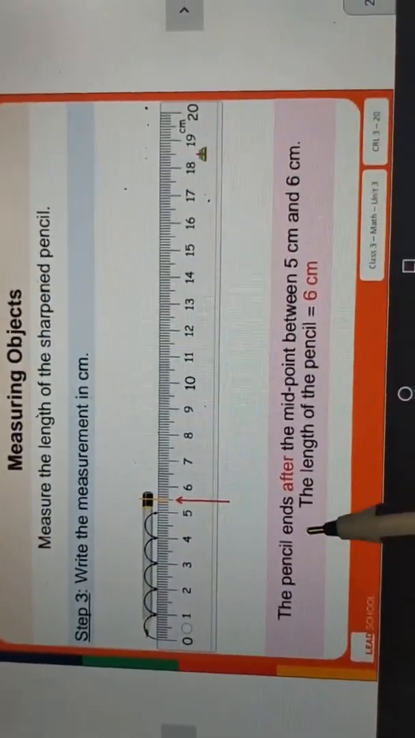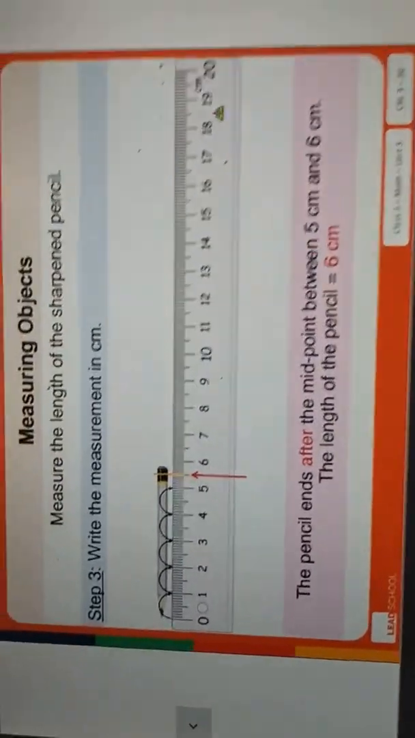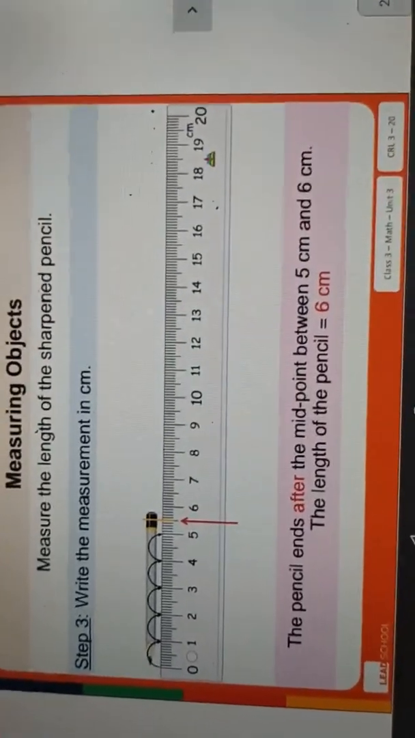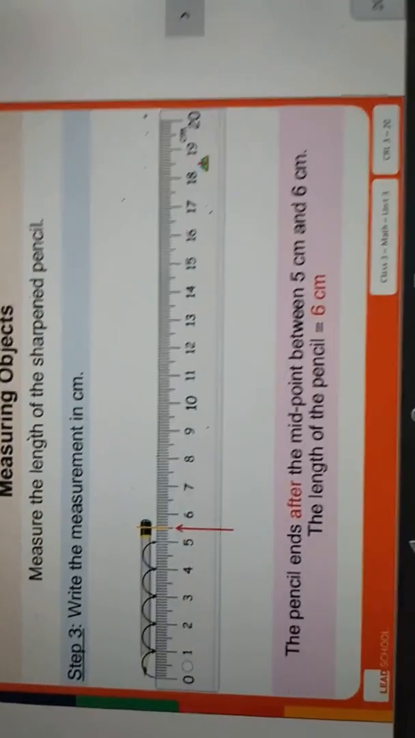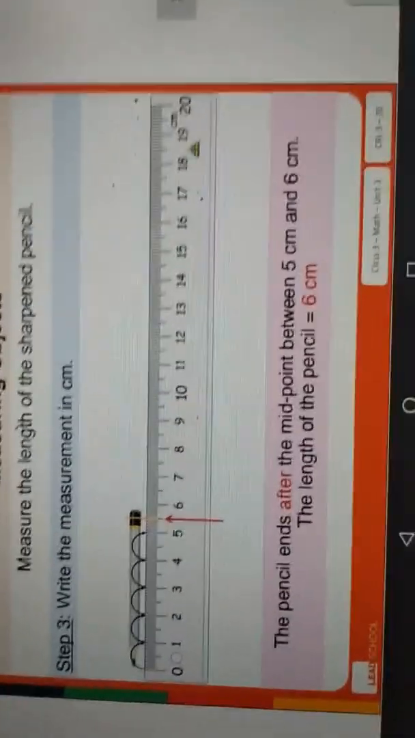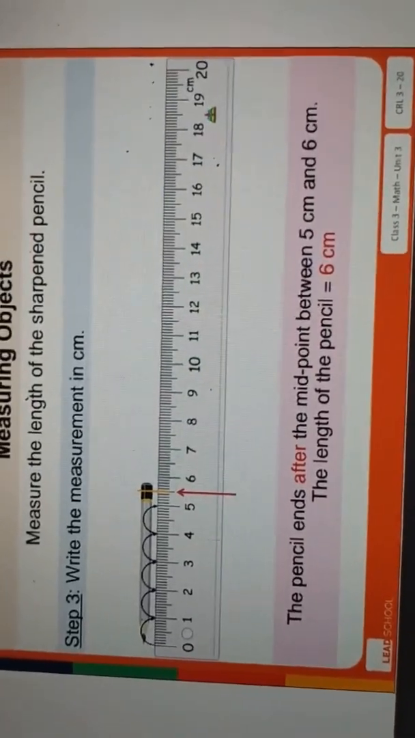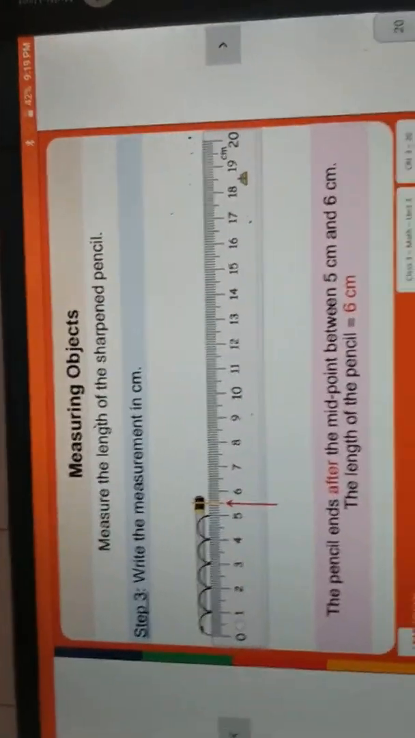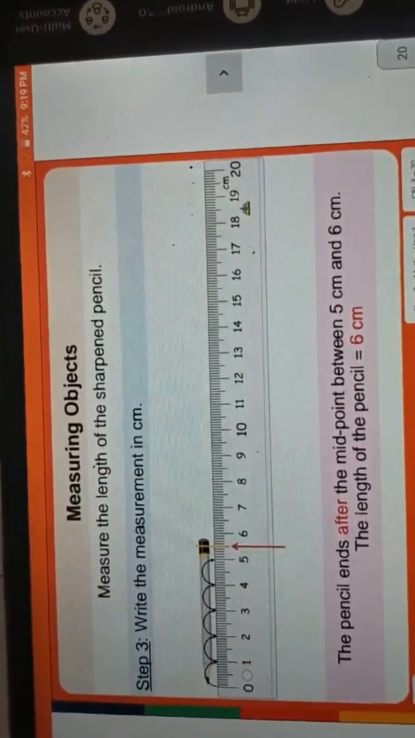So the pencil, पेंसिल का end कहाँ पे हो रहा है, after the midpoint between the 5 centimeter and 6 centimeter. 5 centimeter और 6 centimeter के बाद हो रहा है, that means midpoint है उसके बाद हो रहा है, ठीक है. So the length of the pencil is 6 centimeter. So students, आप लोगों को समझ में आया how to measure the pencil.